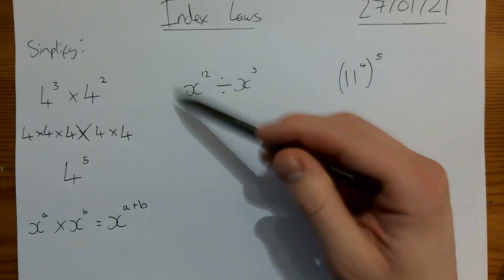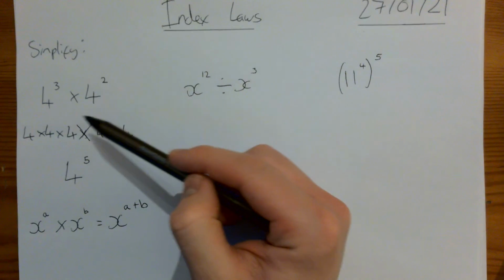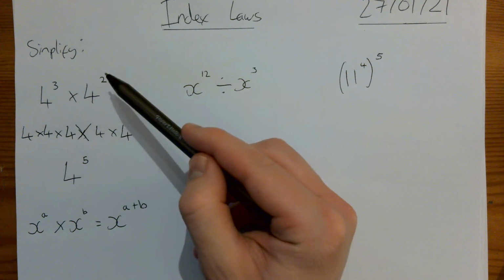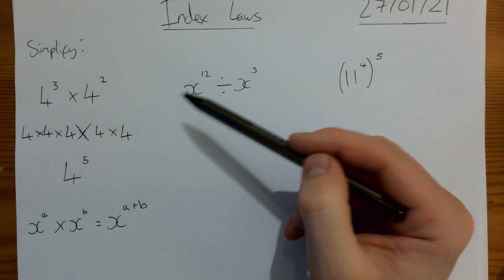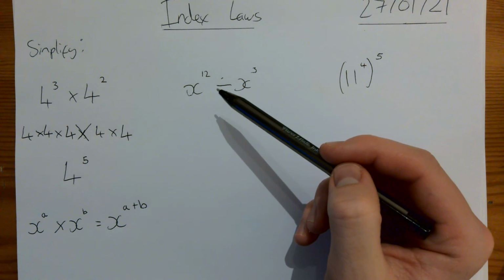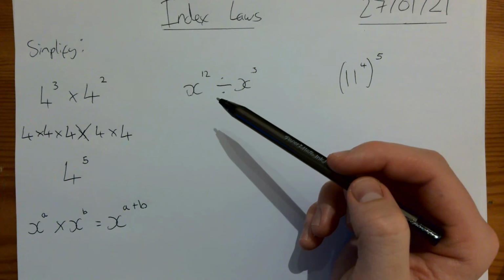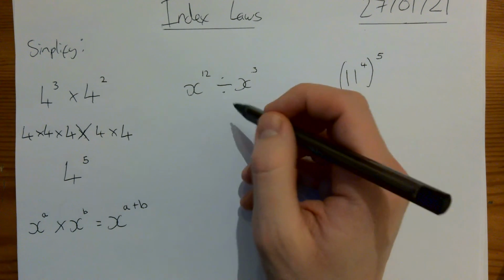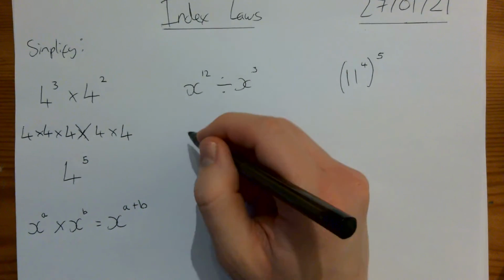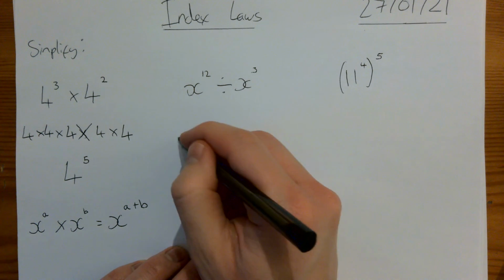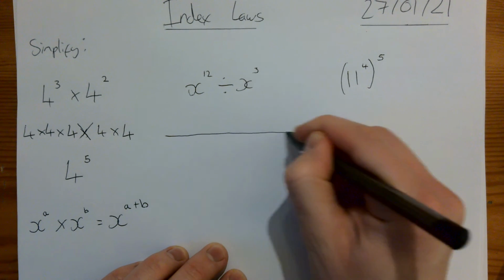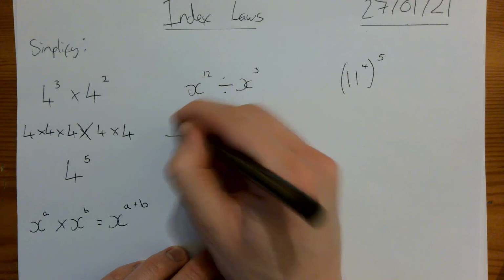Right, here's another example then. Now, this time it's dividing. Now, when we were multiplying, we added those 2 powers together. So what do you think is going to happen when we're dividing? Have a think about that. You might know. Now, I'm going to write this as a fraction to give this example, because we know that fractions mean divide. So on the top of my fraction, I'm going to have x to the power 12.